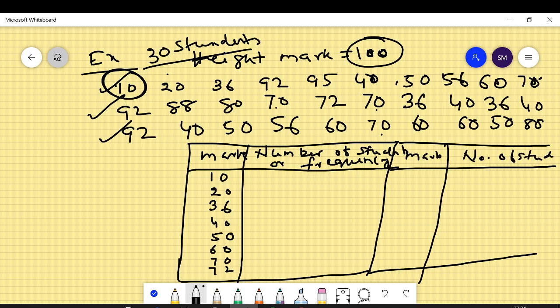Score. Then this is 72. Here 80. Then next 88, 92, then 95. Look at here.